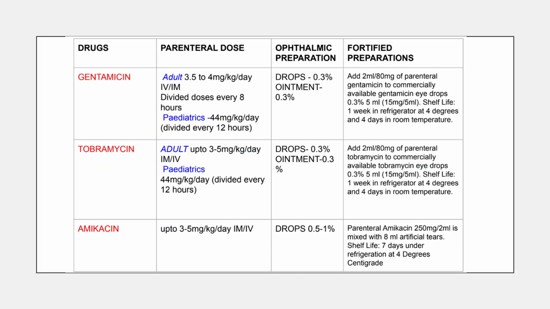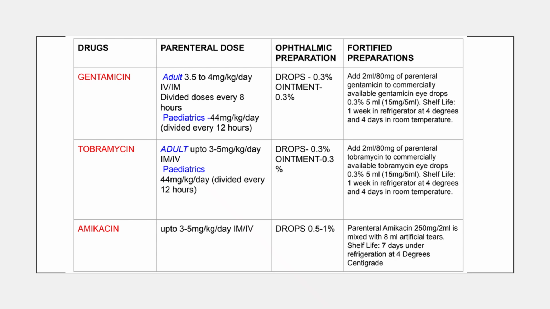Here we can see that for gentamicin, the parenteral dose in adults is 3.5 to 4 milligram per kg per day given via IM or IV route in divided doses every 8 hours. The pediatric dose is 4 milligram per kg per day divided every 12 hours, and the adult dose of tobramycin is 3 to 5 milligram per kg per day, and the pediatric dose is 4 milligram per kg per day.